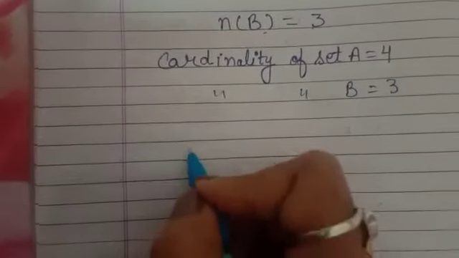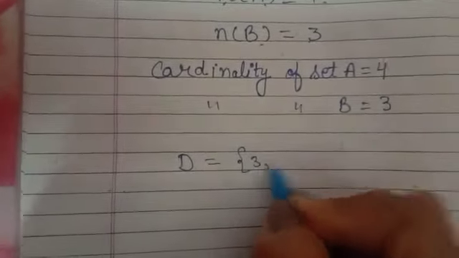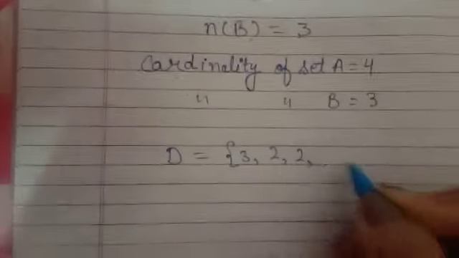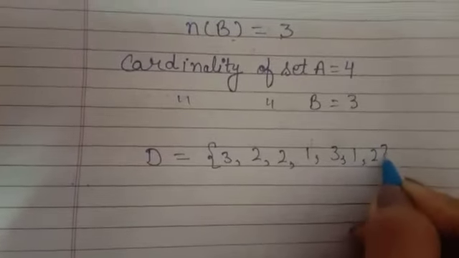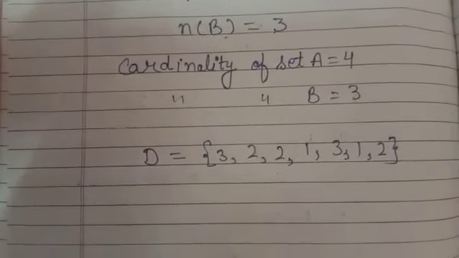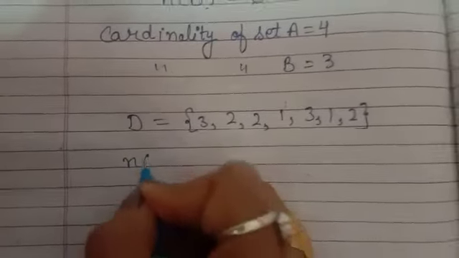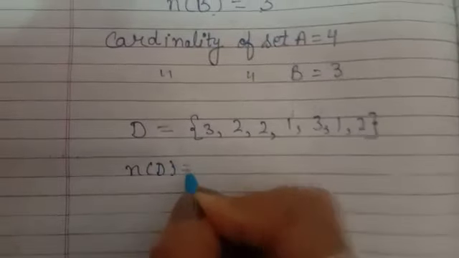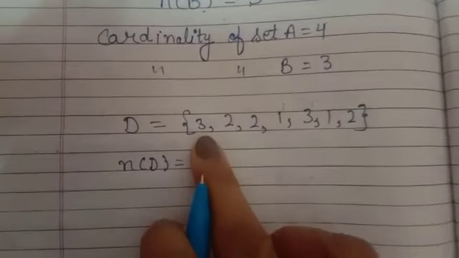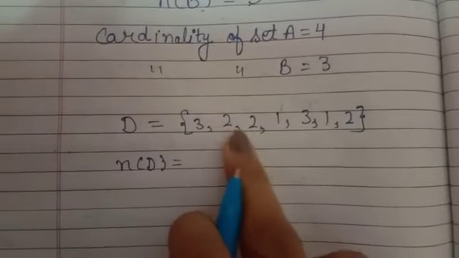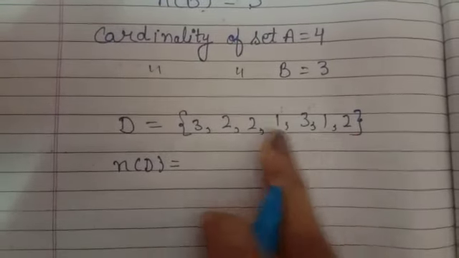Suppose set D is equal to {3, 2, 2, 1, 3, 1, 2}. Here, what will be the cardinality of set D? What will be n(D)? What will be the cardinal number of D? So you will do it like this: 1, 2, 3, 4, 5, 6, 7. According to you, its cardinality is 7.